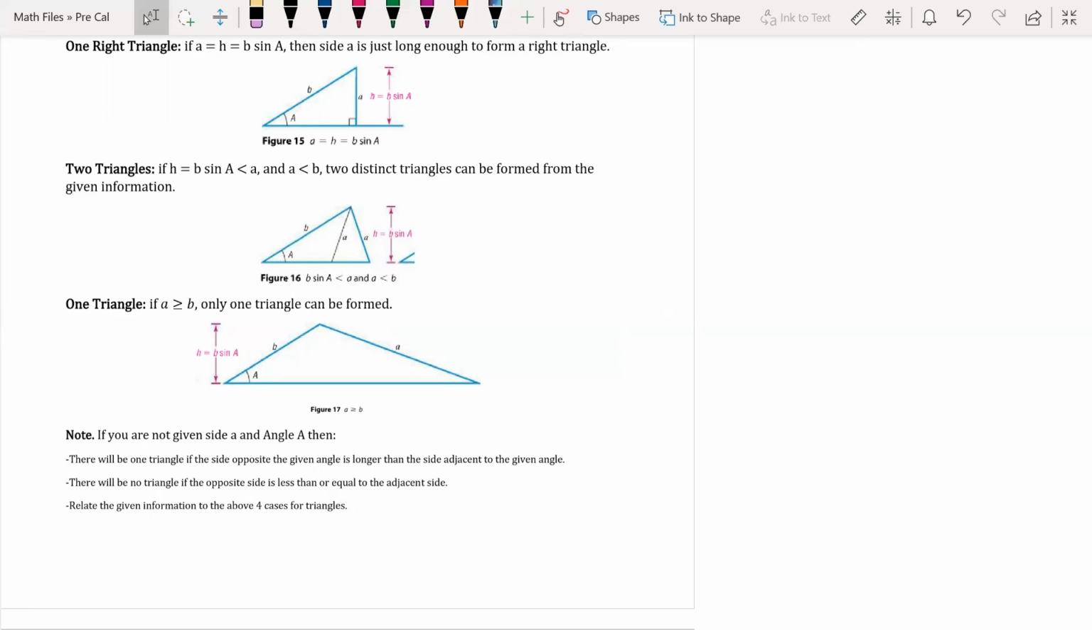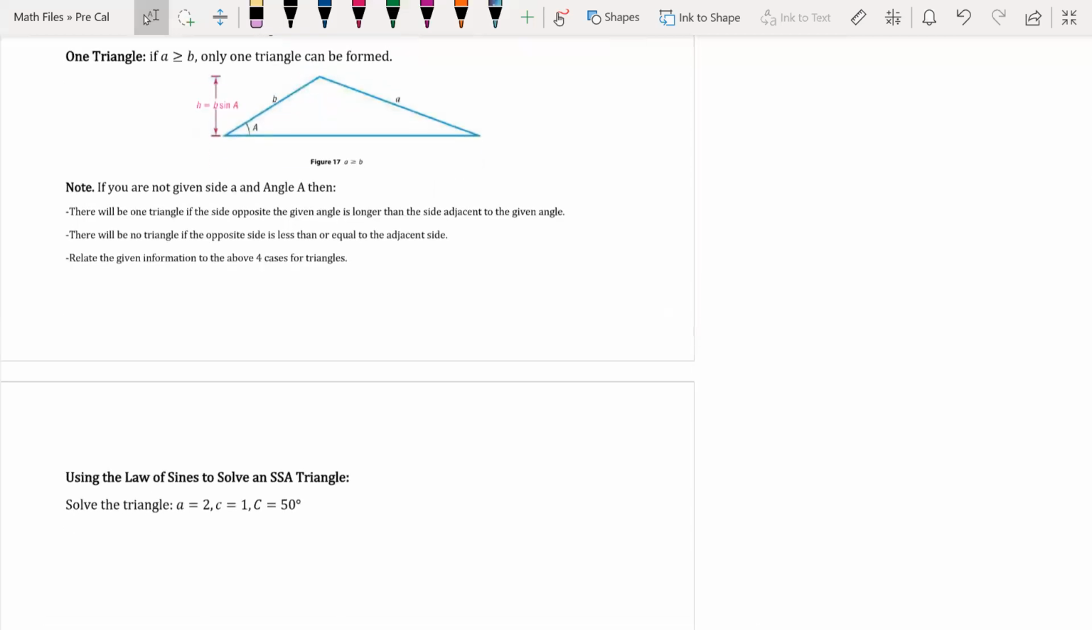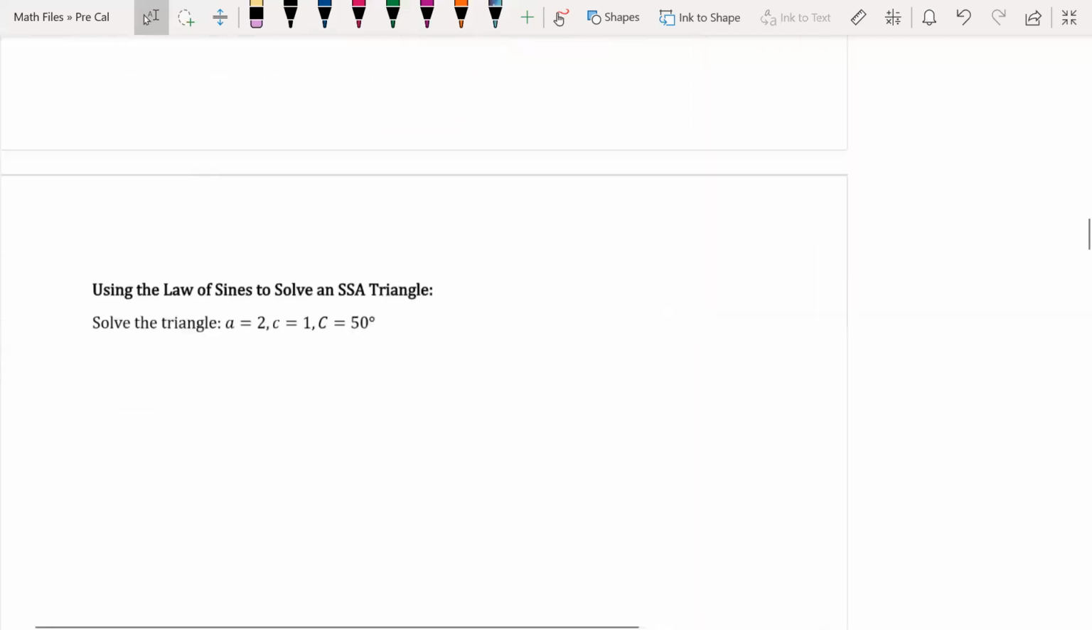Opposite side is less than or equal to the adjacent side. Gotcha. Okay. All right. So those are the 4 subcases for case 2. So let's try this out.